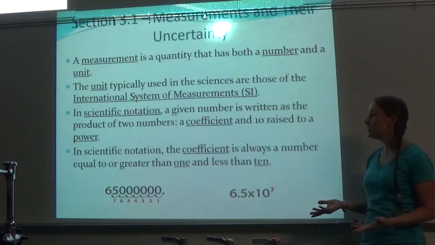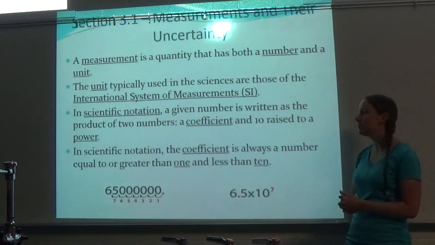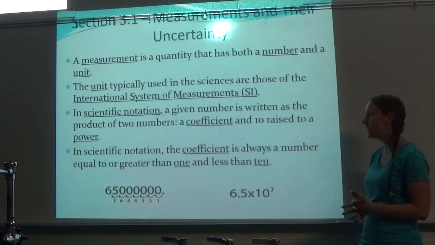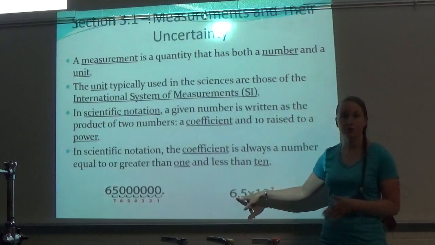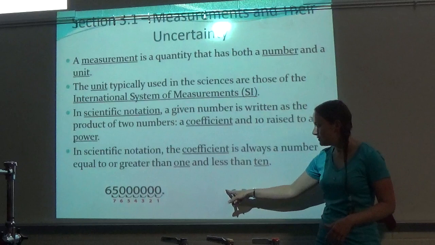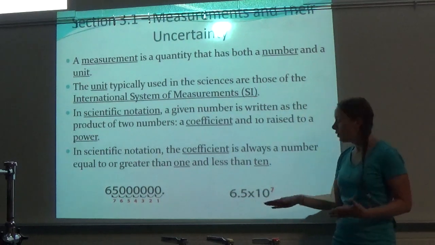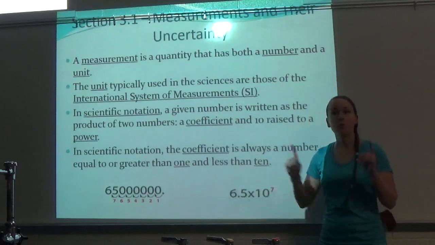In scientific notation, the coefficient is always a number equal to or greater than 1 and less than 10. In other words, there should only be one digit in front of the decimal. So we couldn't have 16.5, or we couldn't just start with 0.5, one digit.